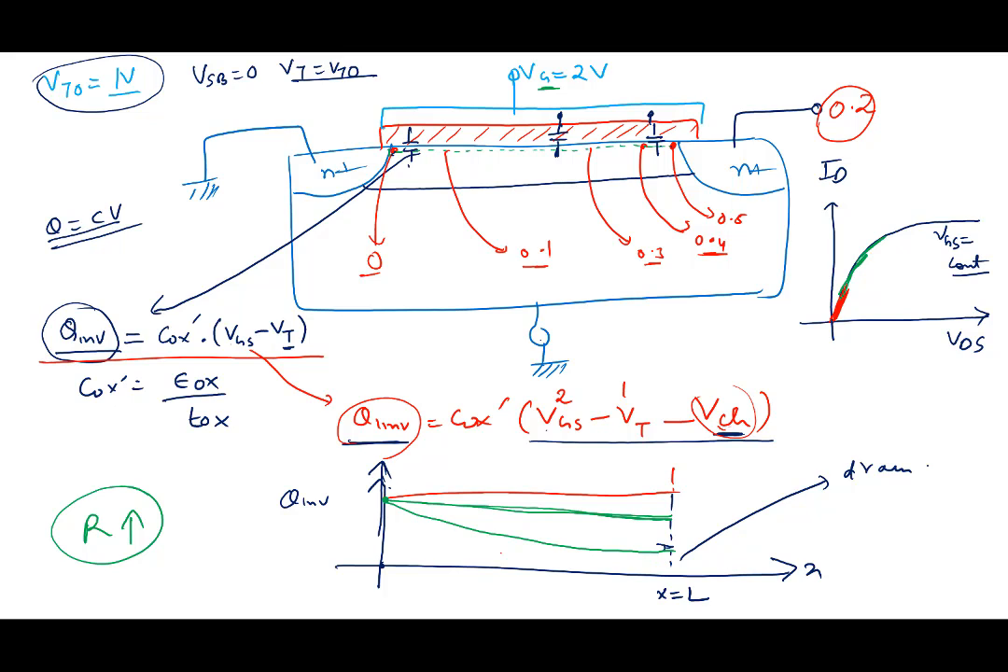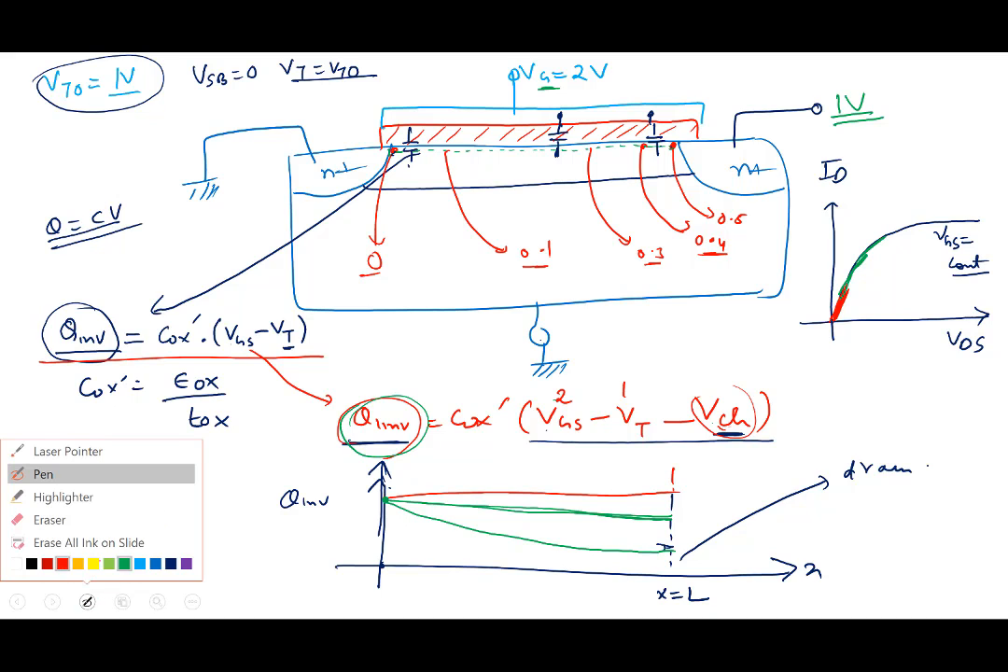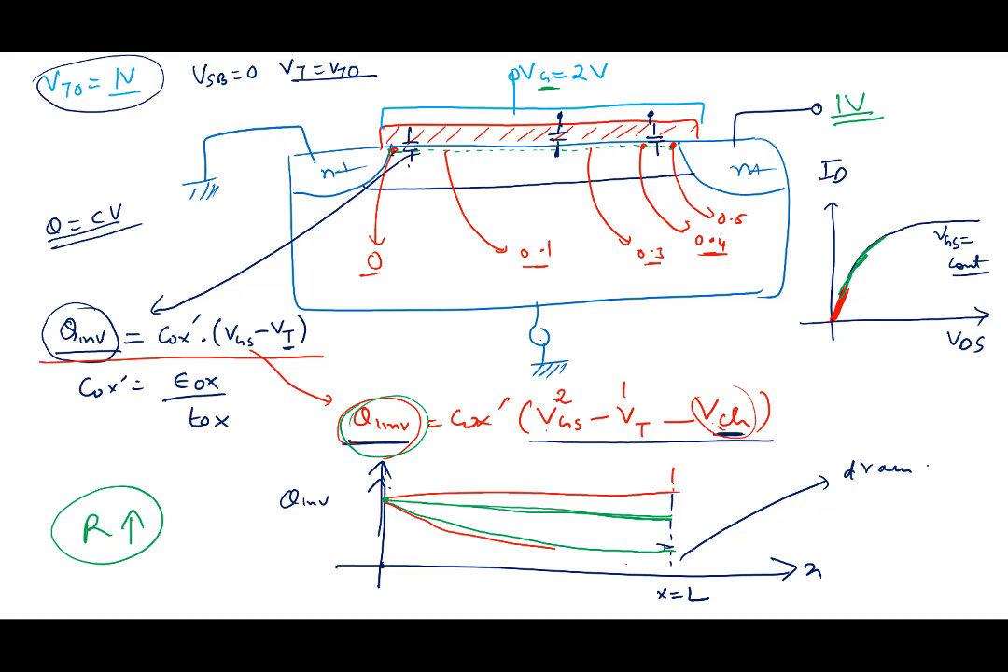Eventually you realize that if you apply a voltage here, let's say 1 volt, why 1 volt? Note that this is 2, this is 1, and at this end the V channel is equal to 1 volt. So 2 minus 1 minus 1, inversion charge goes to 0. So you reach a case where eventually inversion charge almost goes to 0 here.